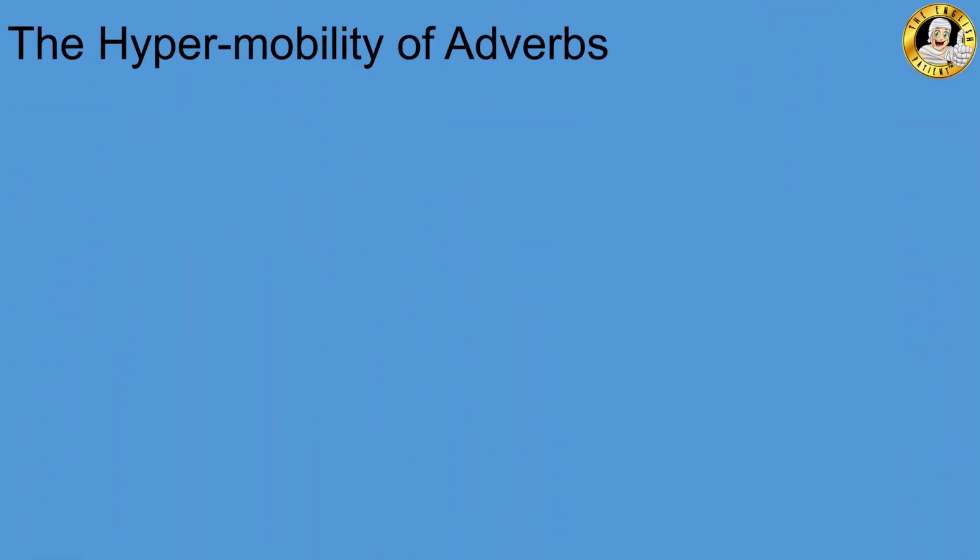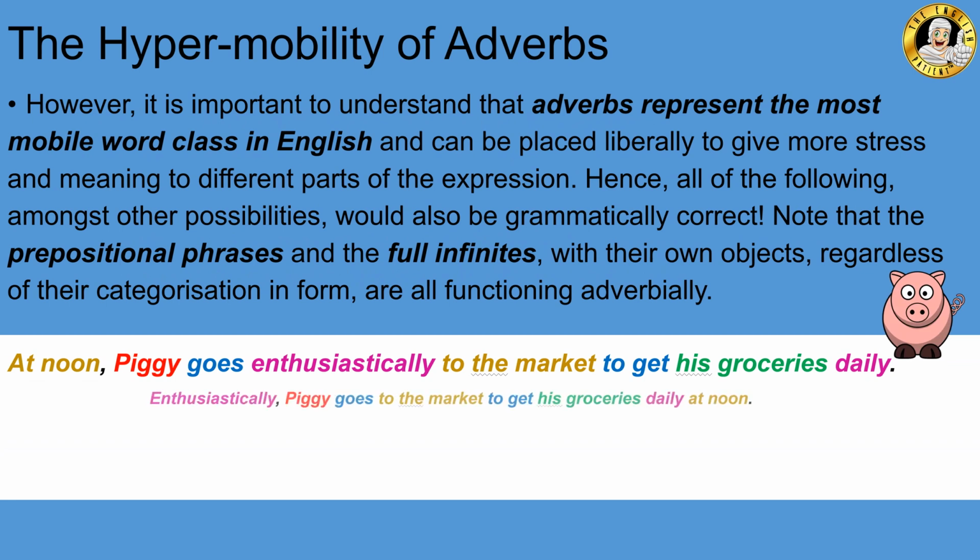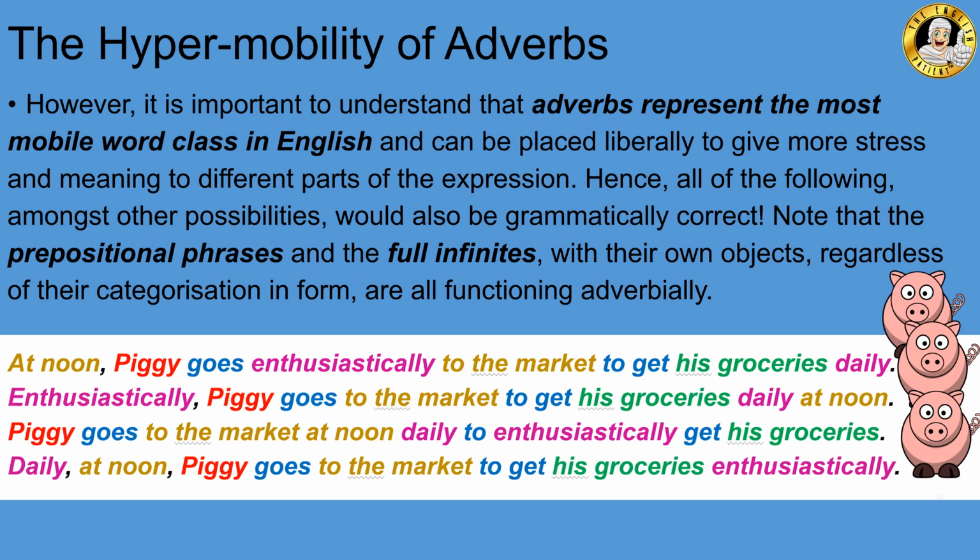However, it is important to understand that adverbs actually represent the most mobile word class in the English language. That means they can quite happily move a lot. They can be placed really quite liberally, depending on what you want to give more stress and more meaning to in different parts of the expression. So in the examples below, all of them are correct grammatically.